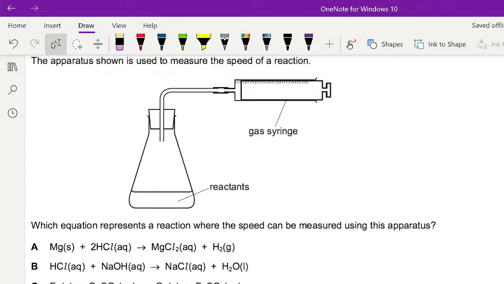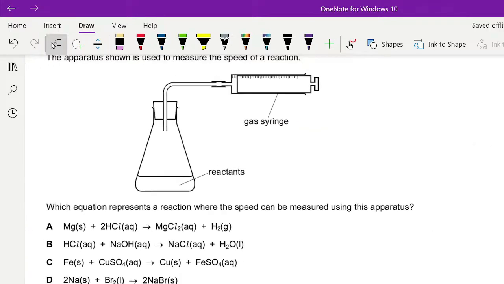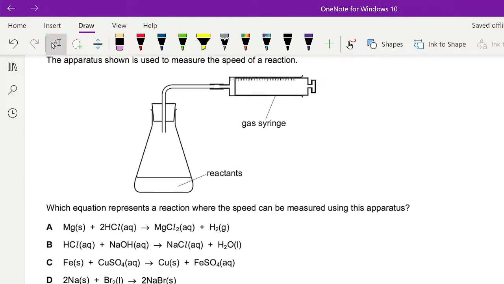The apparatus shown is used to measure the speed of reaction. Which equation represents a reaction where speed can be measured using this? So it needs to be a reaction that involves gas. So here we have hydrogen gas, and yeah, that's all. So A is the answer.